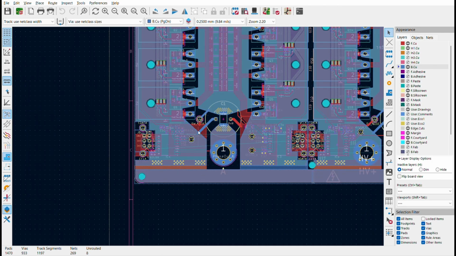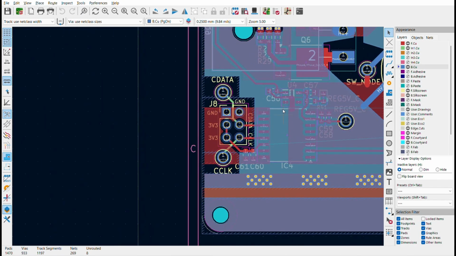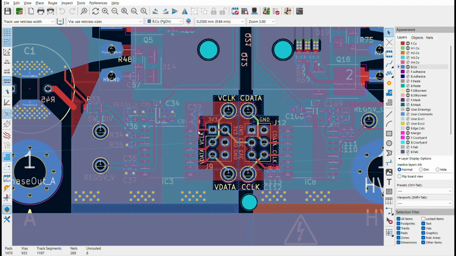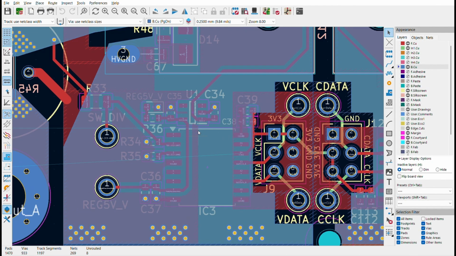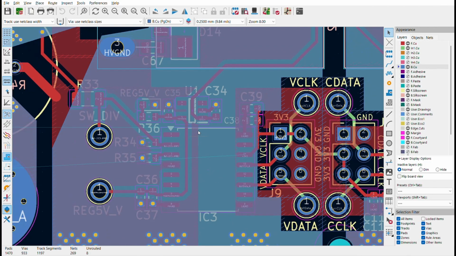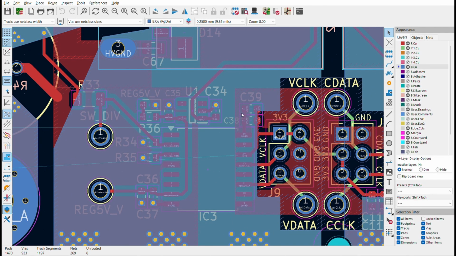And then finally, I have my current sense ADC here and my connector out to go to my microcontroller. And I have my voltage sense ADC here. A lot of attention was paid on this board to creepage and clearance distances, as I did want full galvanic isolation between my control circuitry and my switching circuitry.